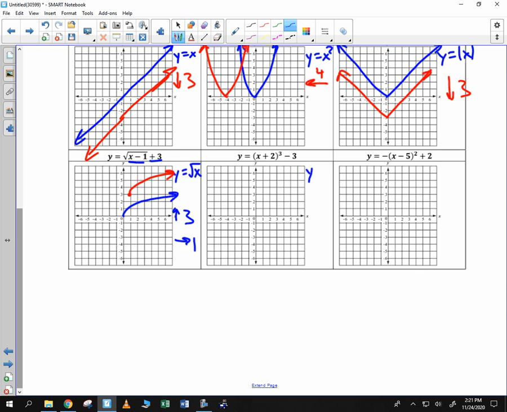For this next one, we have y equals x cubed. That's our parent function. So what we are going to do is move it down 3 and move it to the left 2. So left 2 and down 3, so it's going to move to that spot right there.